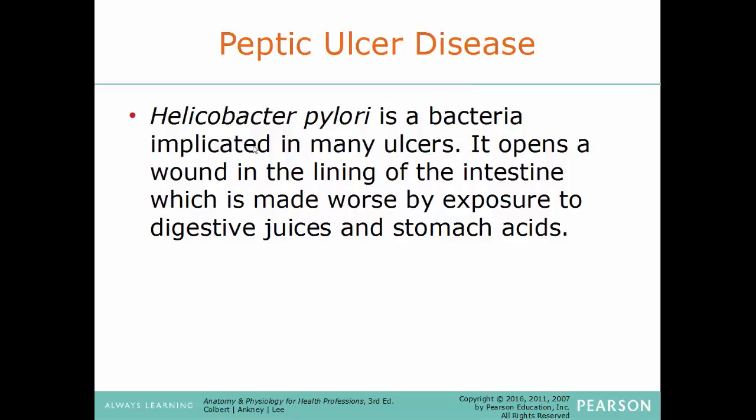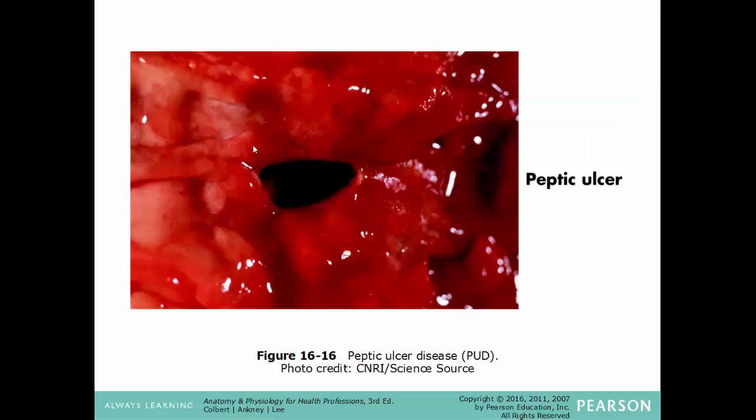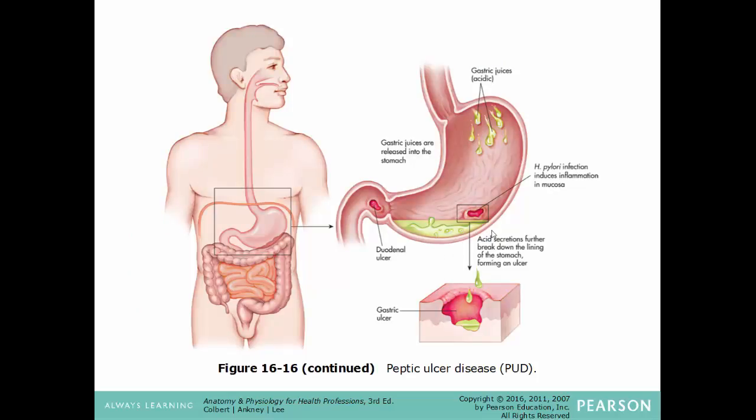The main cause of these ulcers is the bacteria Helicobacter pylori. What it does is it opens a wound in the lining of the intestine, which is made worse by exposure to your stomach acids. Here's an example of a peptic ulcer, basically a hole in the intestine, and this will get more and more irritated as it gets exposed to more stomach acids for a longer period of time.